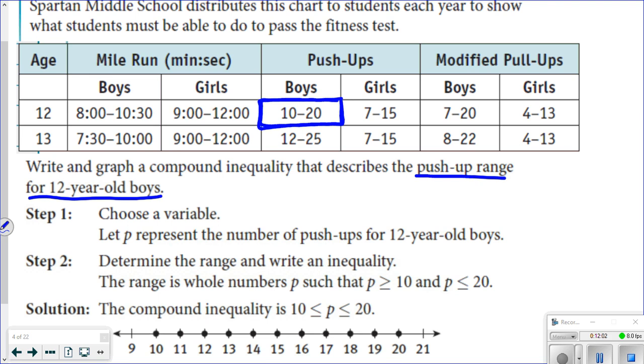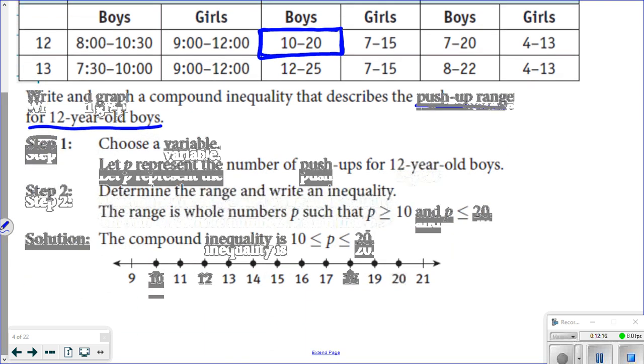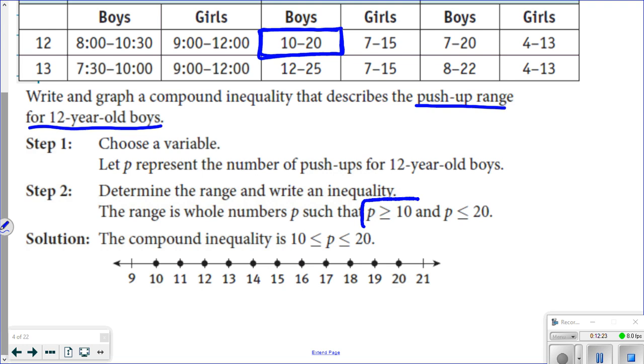It says step 1, choose a variable. Let P represent the number of push-ups. So we're using a P. Our push-ups need to be between 10 and 20. Okay, so P has to be greater than or equal to 10, and P has to be less than or equal to 20. So everything between 10 and 20 is included.